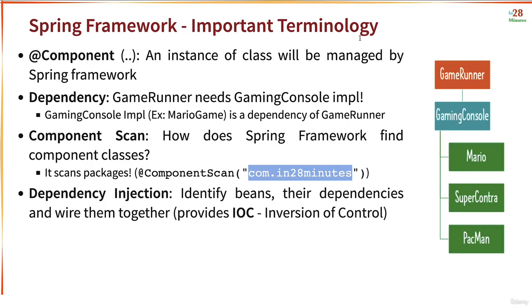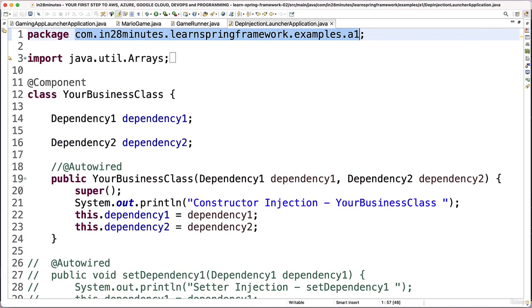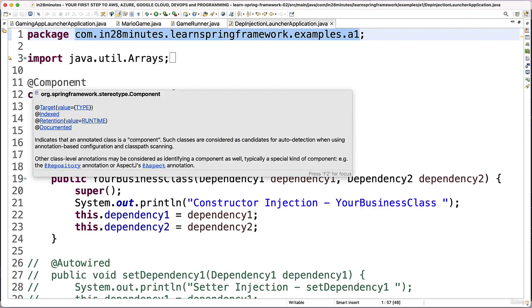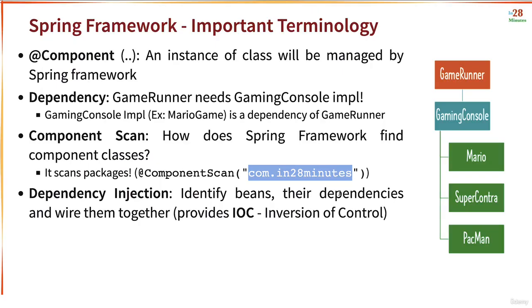Dependency injection. What is Spring framework doing in here when I run an application? The first thing it would do is to do a component scan. It will try and locate all the components. It will identify what are the dependencies for these components and it would try and wire them together. This entire process is what is called dependency injection. Identifying beans, identifying the dependencies and wiring them together. This is what is called dependency injection.